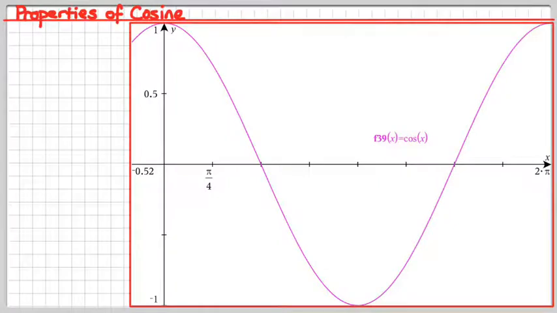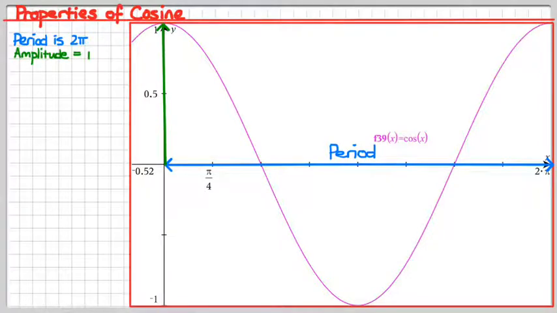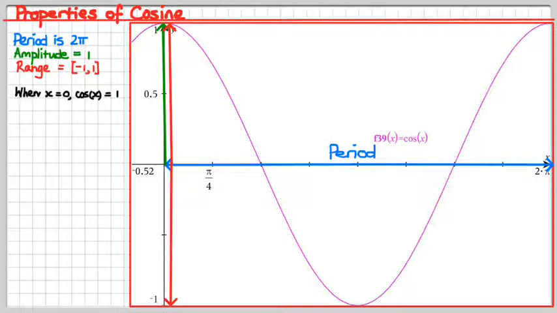There's the graph of cos shown from 0 to 2 pi now, not from minus pi to pi as I showed you in the previous screen. Now, okay, what can we say about this graph? Actually, cos is the same as sine, except that it's out of phase by 90 degrees or pi on 2. The blue line represents the period, and the period is 2 pi. The green line there represents the amplitude, which is 1, same thing as sine. The red lines represent the range, which goes from -1 up to 1 inclusive, and when x is 0, cos of x is 1, and when x is pi on 2, cos of x equals 0.